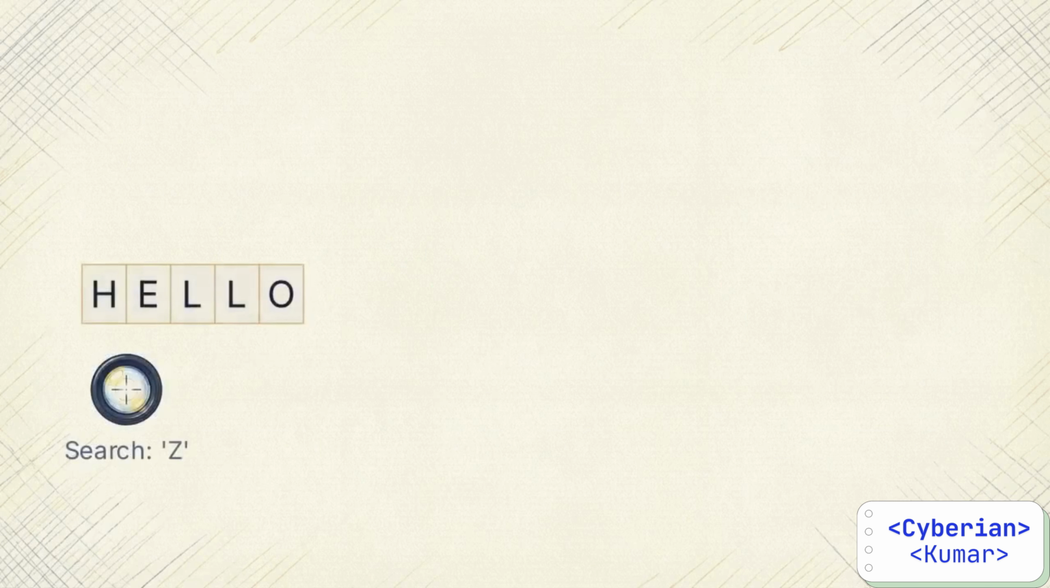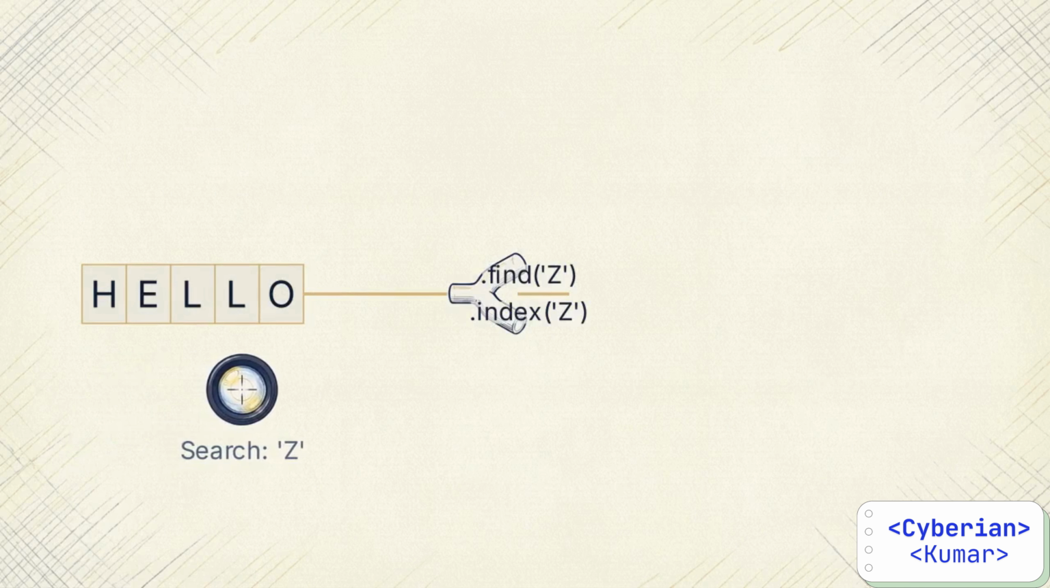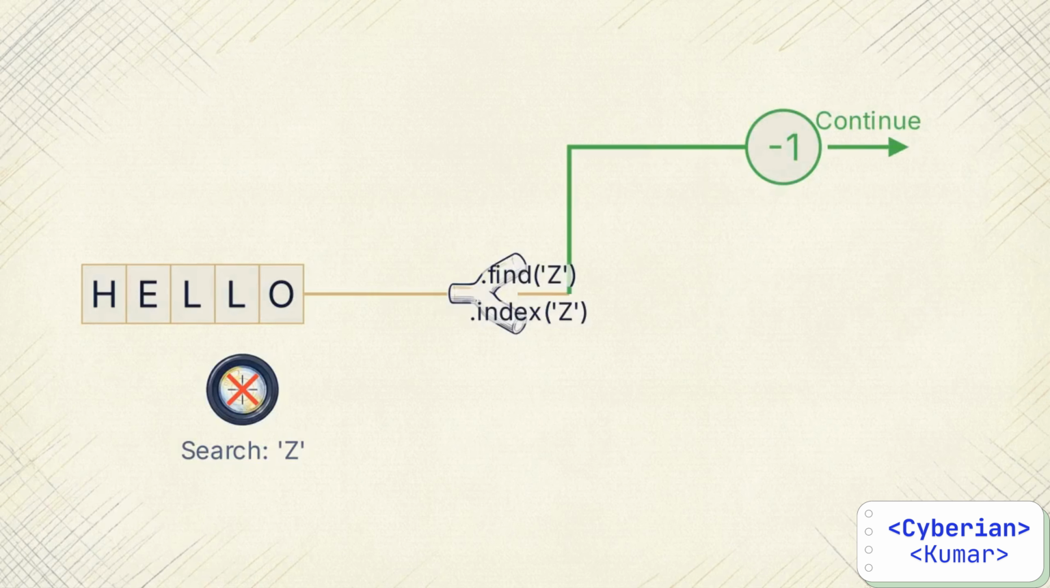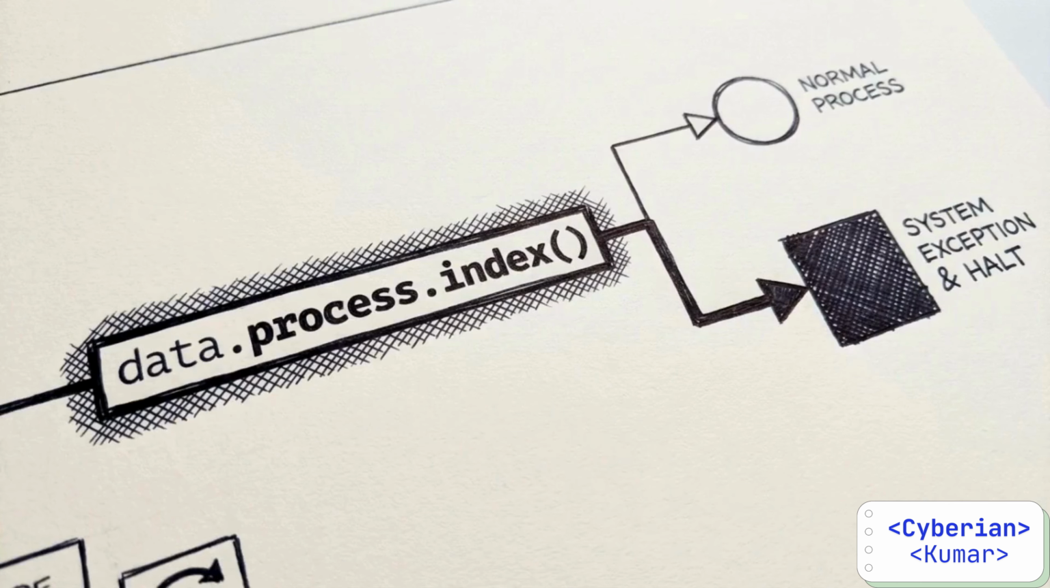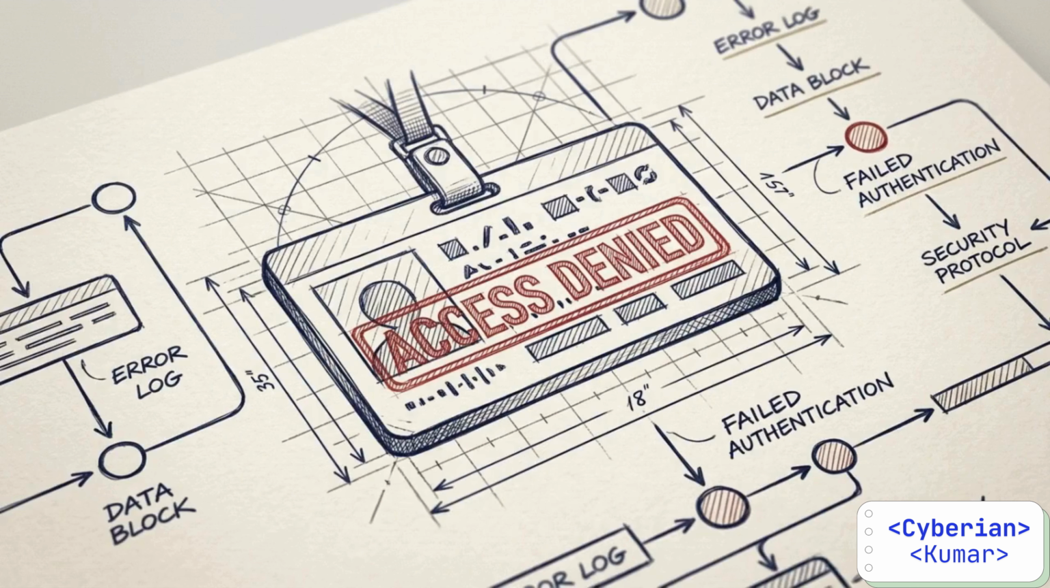This logical flowchart illustrates the critical difference between two extractor methods, find and index. When searching for a missing substring, find safely outputs a -1, allowing the program to continue. Index branches into a value error, a formal exception that instantly halts execution. A senior engineer deliberately chooses the fatal index method when missing data indicates a critical security flaw. If a mandatory security token isn't found, you want the system to halt immediately during validation.